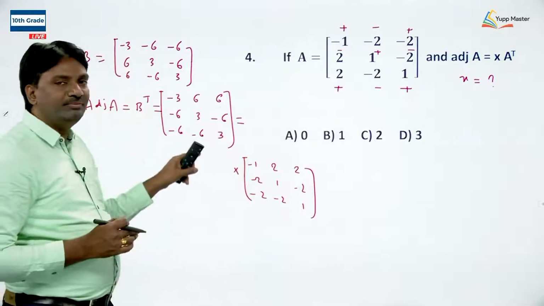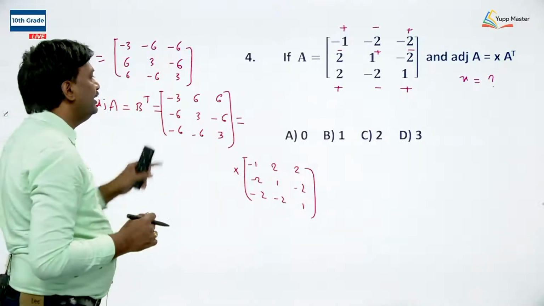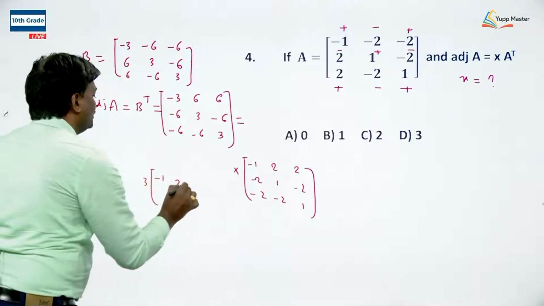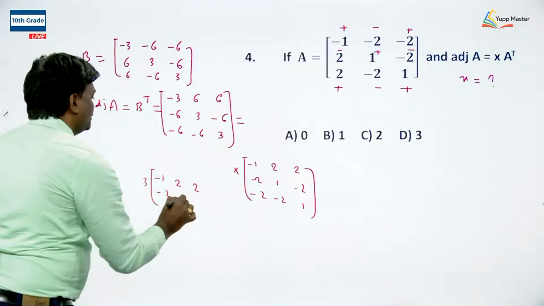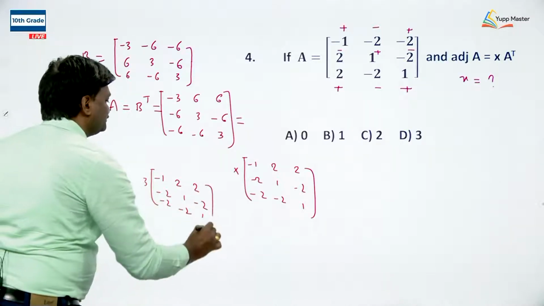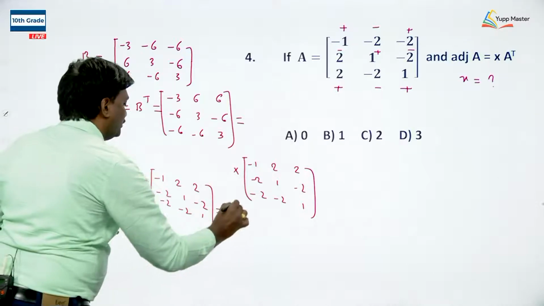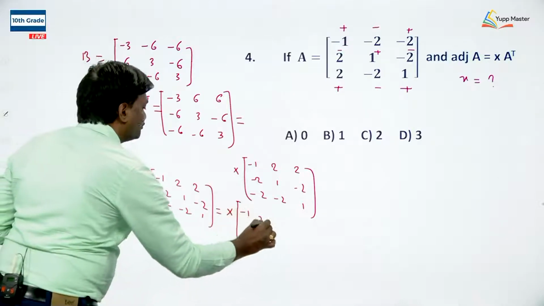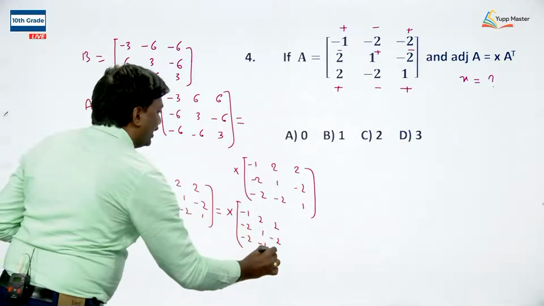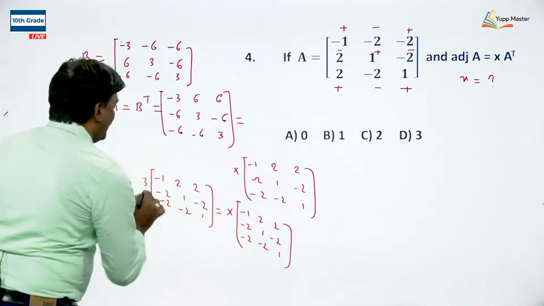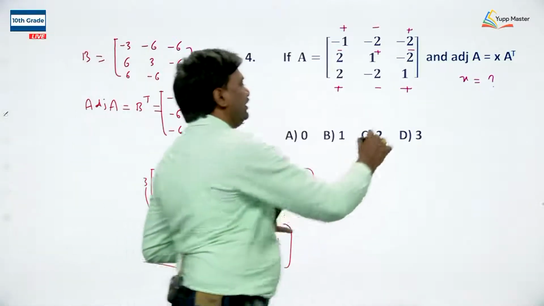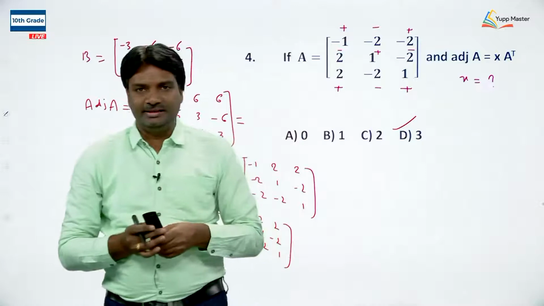In LHS, from each element we can take 3 as common. By taking 3 as common, minus 1, 2, 2, minus 2, 1, minus 2, minus 2, minus 2, 1 equal to x into minus 1, 2, 2, minus 2, 1, minus 2, minus 2, minus 2, 1. By comparing on both sides, we have the same matrix. So, the value of x is 3, that is option D.